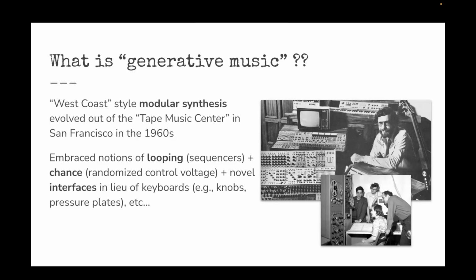And so they embraced these notions of looping, synthesizer sequencers. I might be getting my history wrong, but I think sequencers came out of West Coast synthesis as opposed to East Coast synthesis, which focused more on, not to get too much into the particulars, the human interface. East Coast philosophy was more about creating familiar instruments using keyboards and familiar interfaces for making music, whereas West Coast was like, let's throw all that out the window and come up with new things. And looping sequencers were one of those, as well as randomized control voltage for chance, and other interfaces like knobs and pressure plates and things like that instead of keyboards.